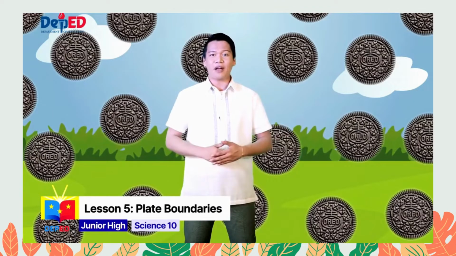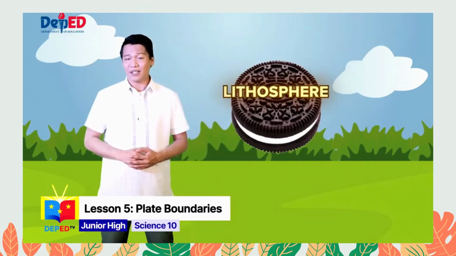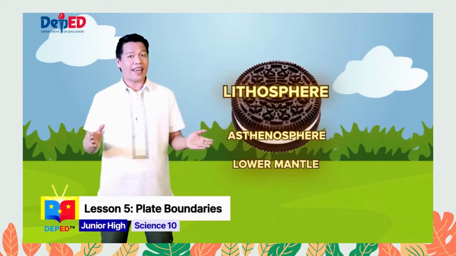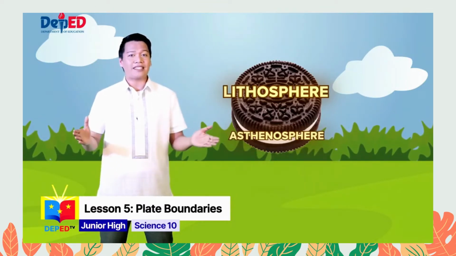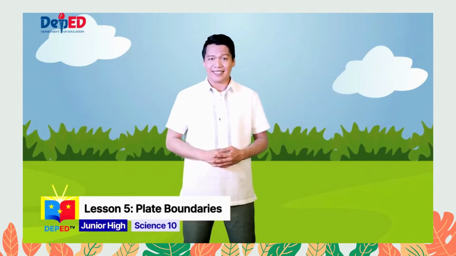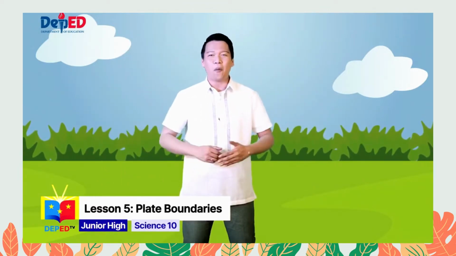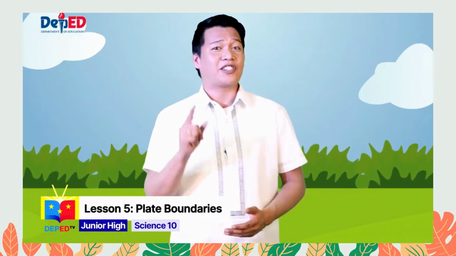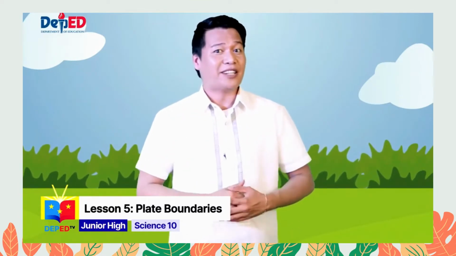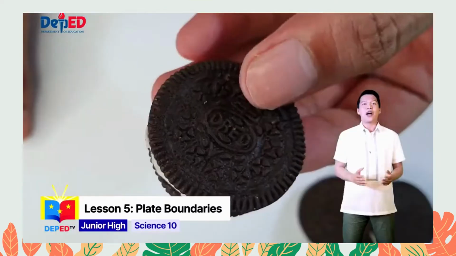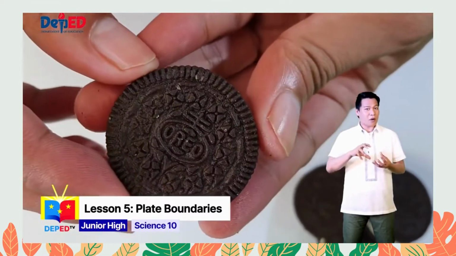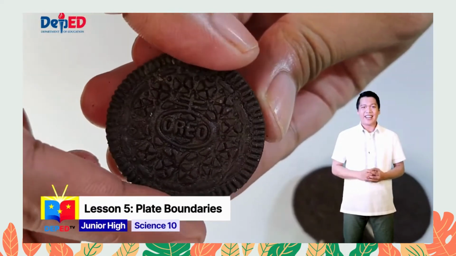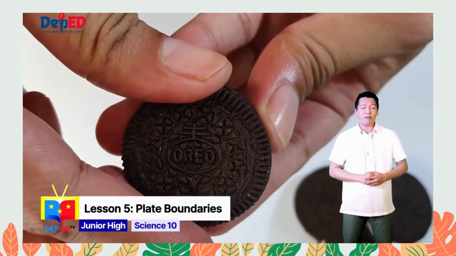In this experiment, the upper cookie will represent the lithosphere. The creamy filling is the asthenosphere, and the lower cookie is the lower mantle. As mentioned earlier, plates move in three basic ways. Let's look at them one by one. First, choose a cookie, and remember, don't eat it yet. Now, carefully remove the upper cookie. A twisting motion is required. Slide the upper cookie over the creamy filling.